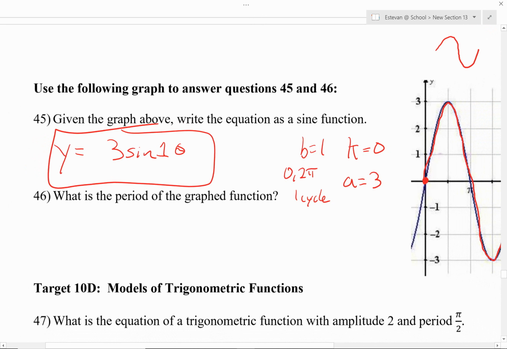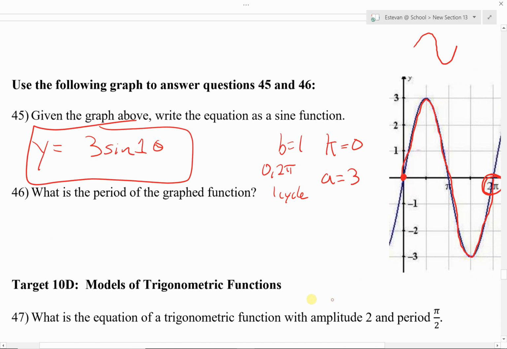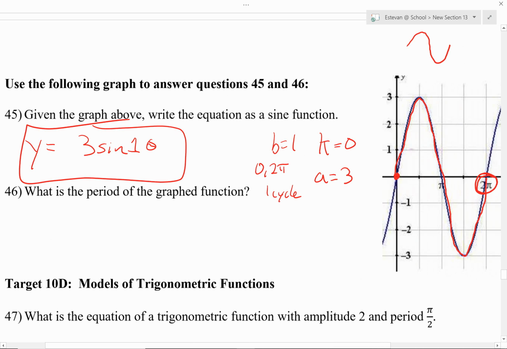What is the period of the graph? Well, the period of the graph means how long did it take. Remember the equation P is equal to 2 pi over B. What was my B? 2 pi over 1. Simplify that. 2 pi.